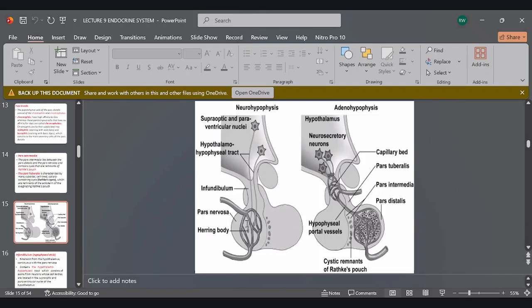From this diagram, we are now able to appreciate them. Are you able to see where we have the pars tuberalis here? Class, are you able to see the pars tuberalis? Yes. Are you able to see the pars intermedia? Yes. And lastly, the pars distalis. Yes. So those are the three parts you are able to appreciate.